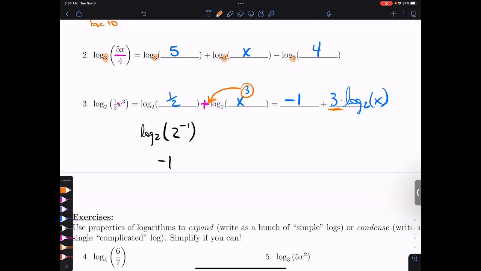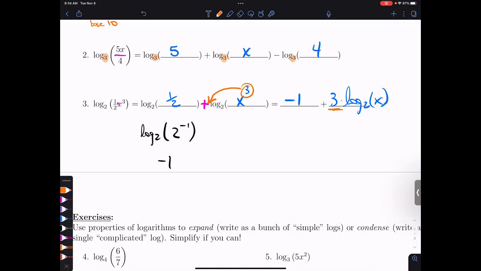Now that would be as far as I can go, right? Because negative 1 is obviously just a number, 3 times the log base 2 of x. I don't know what x is. So that's as far as I can take that, but hopefully you get a sense of how this might be useful in working something out.